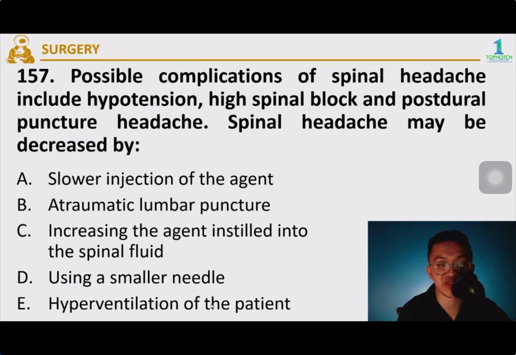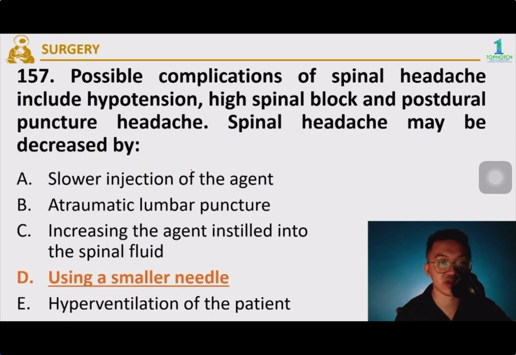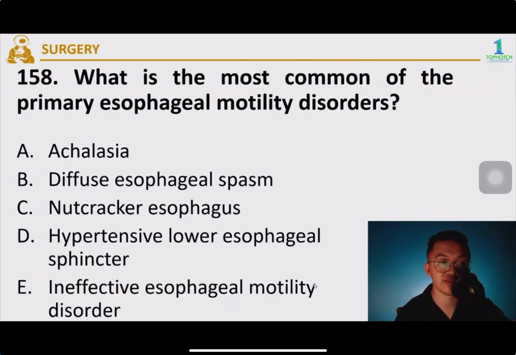157, possible complications of spinal headache include hypotension, high spinal block, and post-dural puncture headache. Spinal headache may be decreased by, so this one is taken from Schwartz. Spinal headache is related to the diameter and configuration of the spinal needle. You can reduce spinal headache by reducing the size of the needle to 25 or 27 gauge. Others are also possible treatment modalities for spinal headache. However, the one that's been proven is by using a smaller needle.